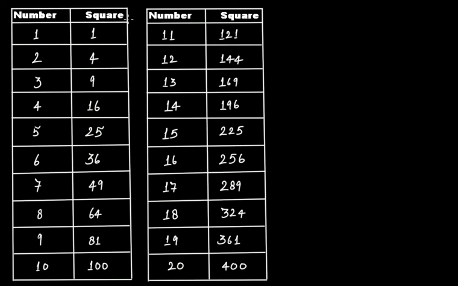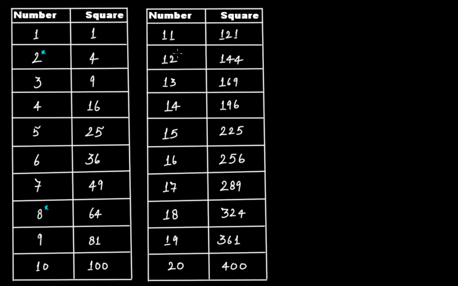Now, again we have two tables having two columns. The first column is showing numbers and the second column is their perfect squares or square numbers. Now, if you look at this number 2 and this number 8, and if you look at their perfect squares, so this is 4 and this is 64.